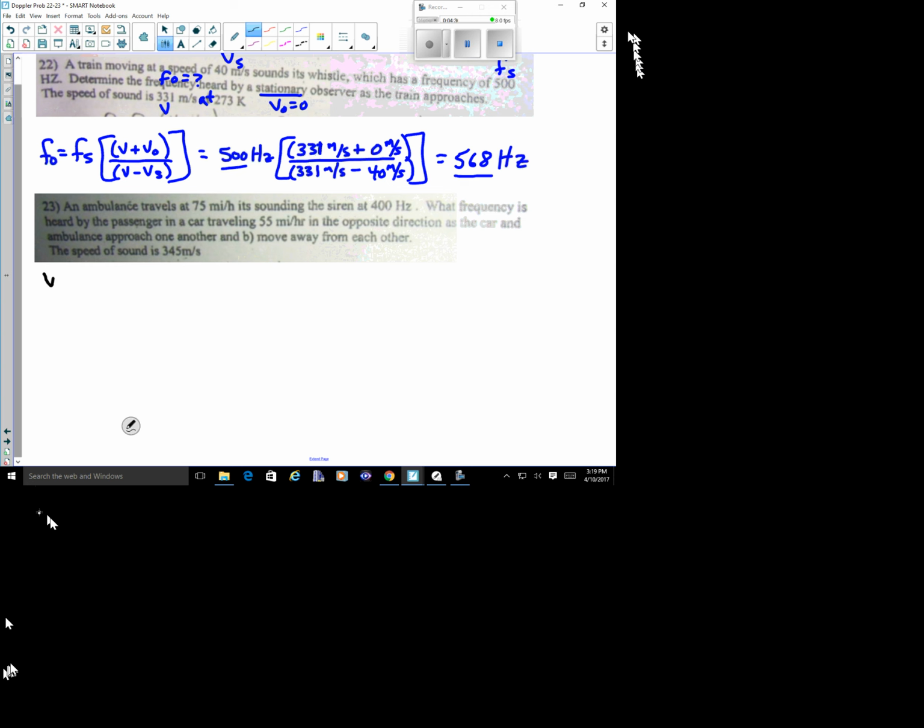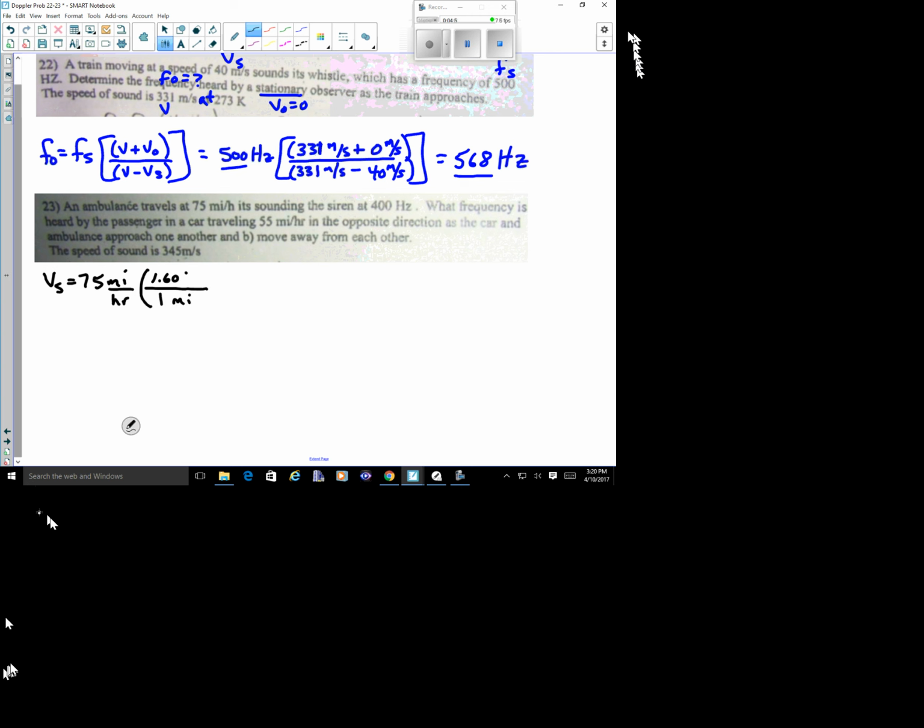But I'm going to change that 75 miles per hour to meters per second. So let's remember how to do that real quick. Miles is on top, so I'm going to get that to cancel out. I'm going to put 1 mile on the bottom. And I know that there's 1.609 kilometers in a mile, so I'm putting that on top.